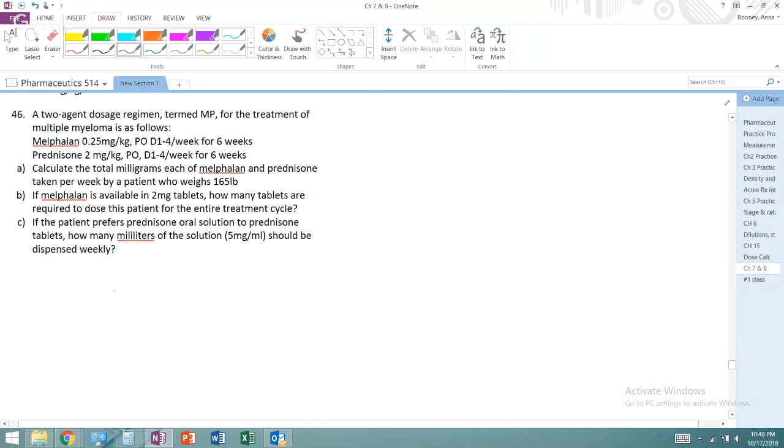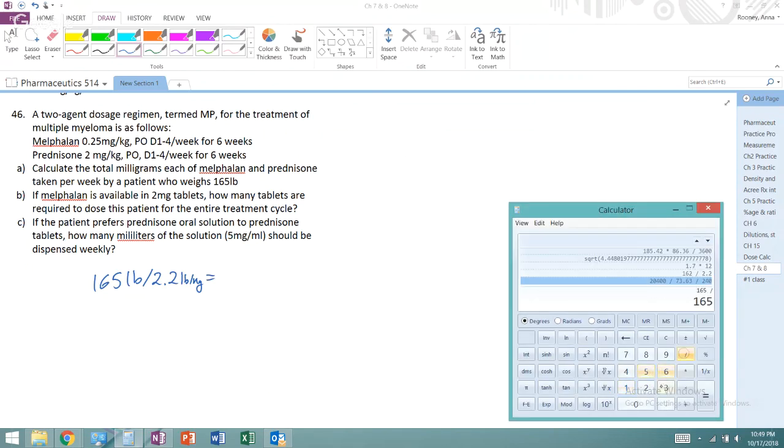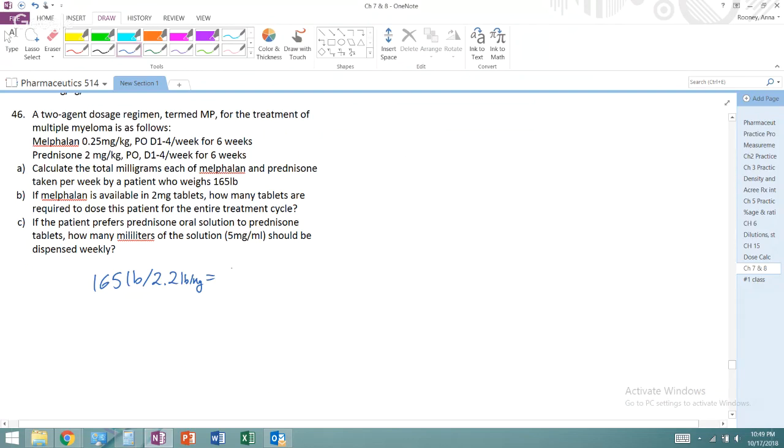Melphalan. Okay, so we have to figure out the amount they weigh in the international units instead of in imperial units. So if you guys don't know, pounds is the imperial unit, if I remember correctly. So 2.2 pounds per kilogram. And then that is 75. Nice round number. I like it. All right.